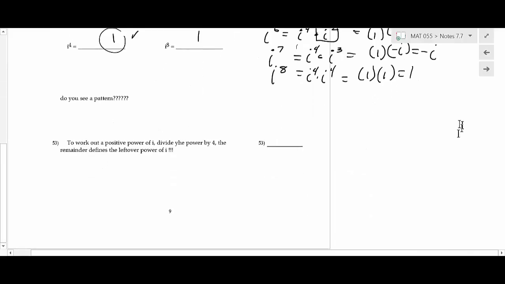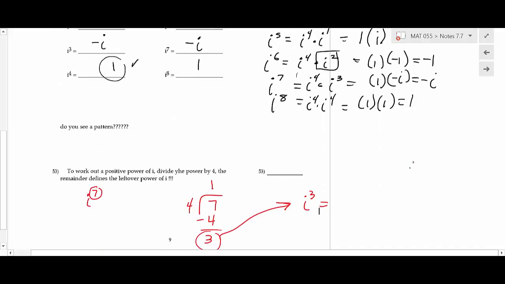So that's the pattern. What I'm going to show you is a way that you could do this. Let's take i to the 7th. This is the simplest way to teach you how to do this. Kind of a trick: always take that exponent and divide it by 4. So 7 divided by 4 goes in 1 time with a remainder of 3. Since the remainder is 3, all we have to do is i to the 3rd. If you look at the chart, i to the 3rd turned out to be negative i.